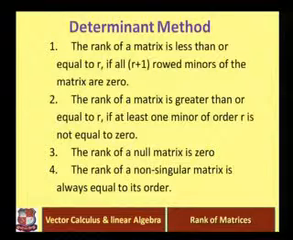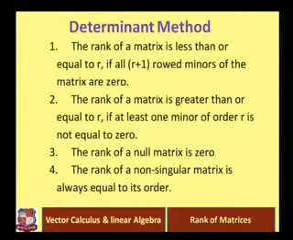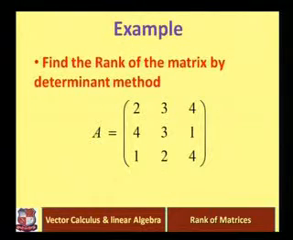And the fourth one, the rank of a non-singular matrix is always equal to its order, because if the matrix is non-singular, then its determinant of that order must be non-zero. That's why the rank of that non-singular matrix is that order. Okay, so we discuss one example: find the rank of the matrix by determinant method.